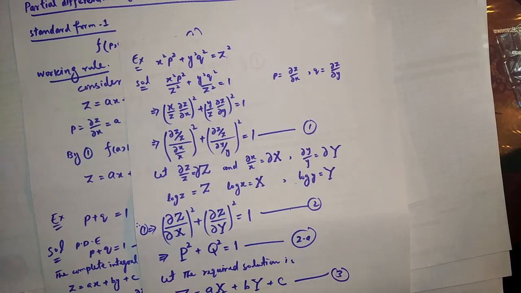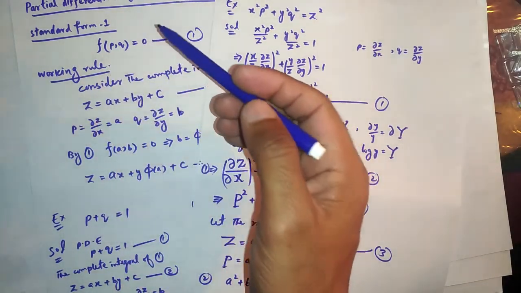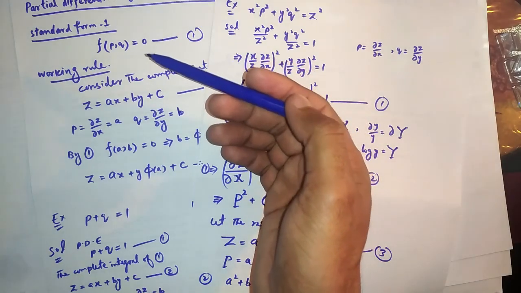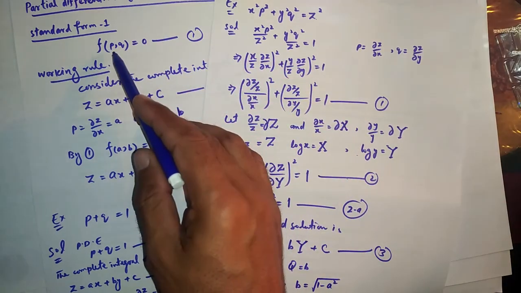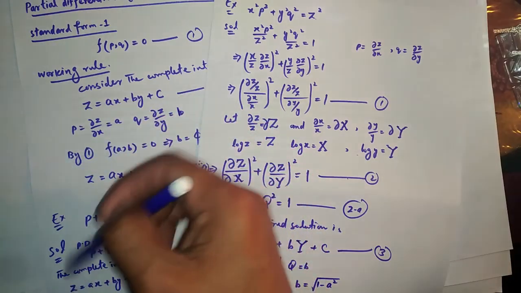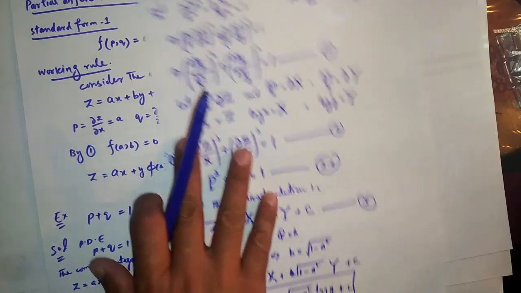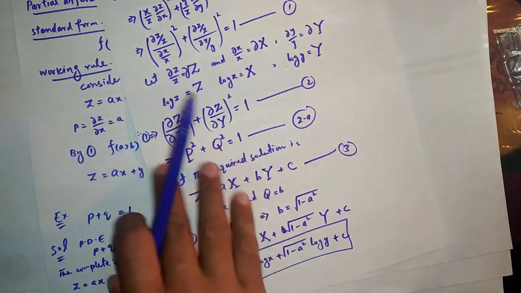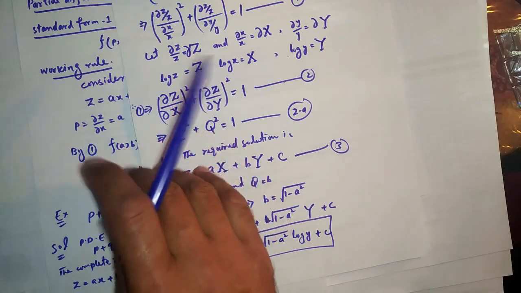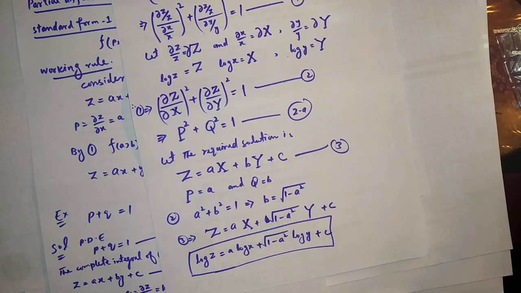So I hope you have understood how we solve a non-linear partial differential equation of standard form 1. If the given partial differential equation contains only p and q terms, then it can be easily solved by this method. However, if there are extra terms, then we have to eliminate those terms and transform it such that it becomes standard form 1. Thank you very much.